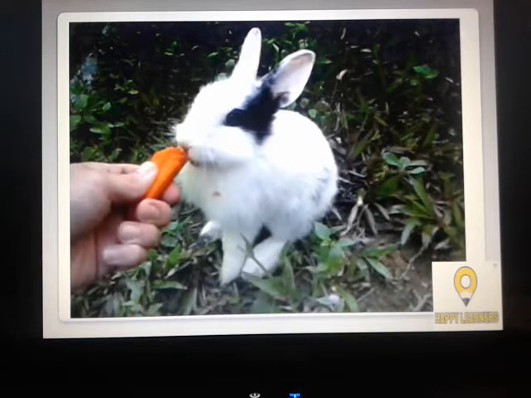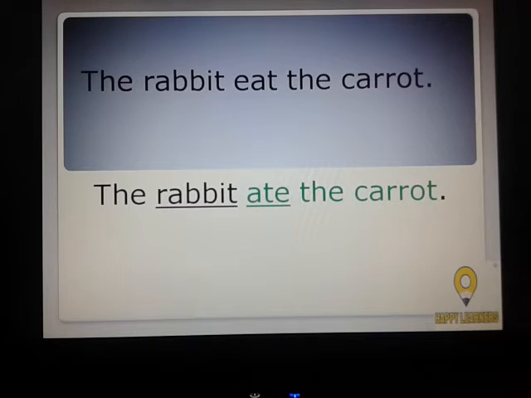If you look at the picture carefully in front of you, you can see a little rabbit eating a carrot. And if I ask you to frame a sentence or two about that, I'm sure you will come up with sentences like these.